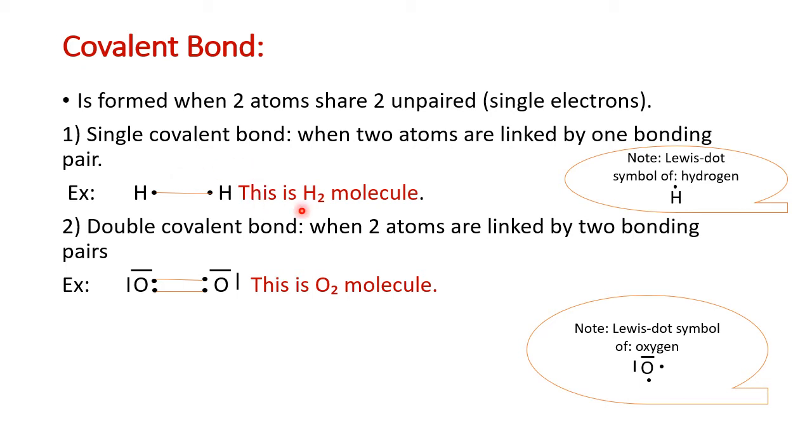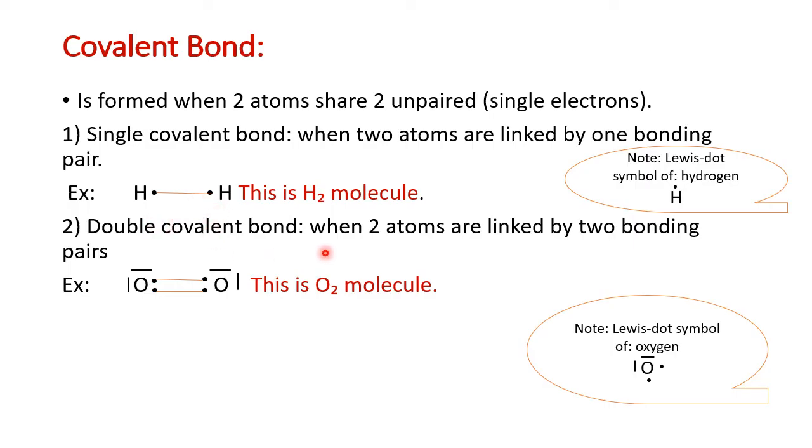For example, in this H2 molecule, we have a bond between two hydrogen atoms. We know that hydrogen has the Lewis dot symbol as following. It has one dot only because one valence electron is present. Thus, each unpaired electron forms a bond with the other one in hydrogen atom. We have one bonding pair.